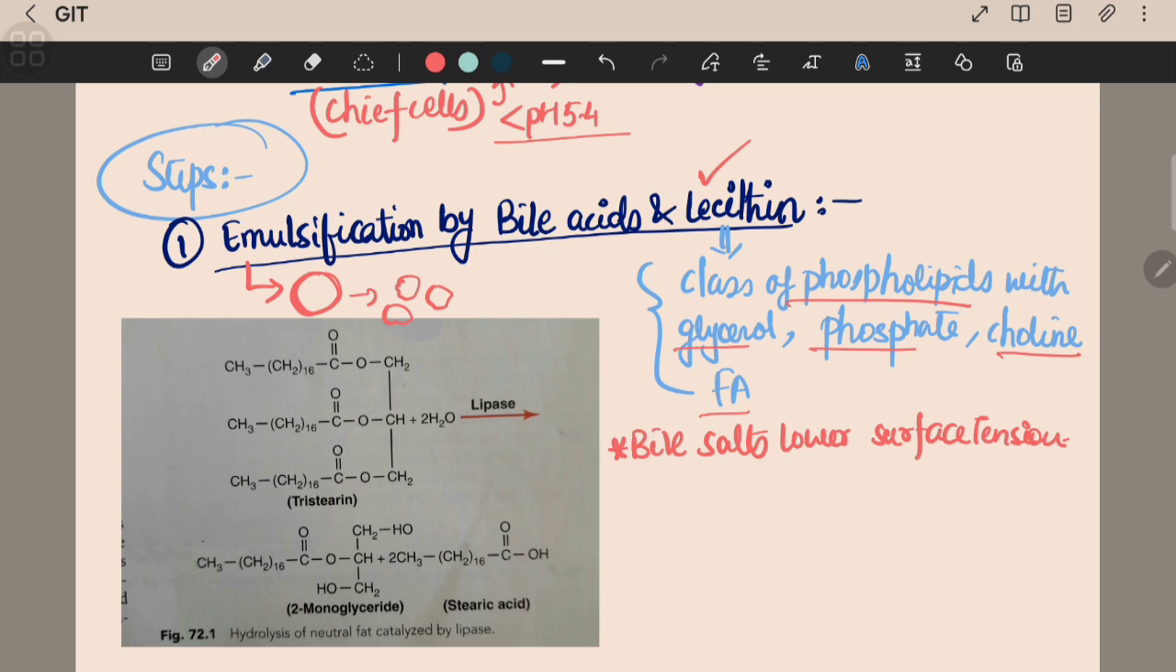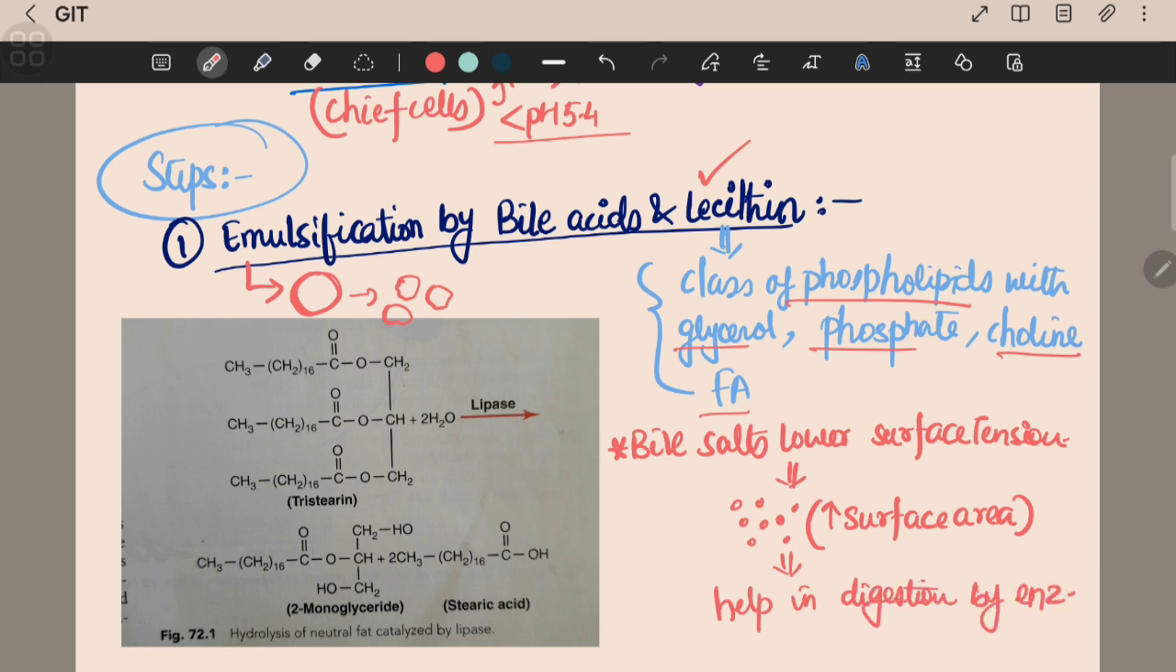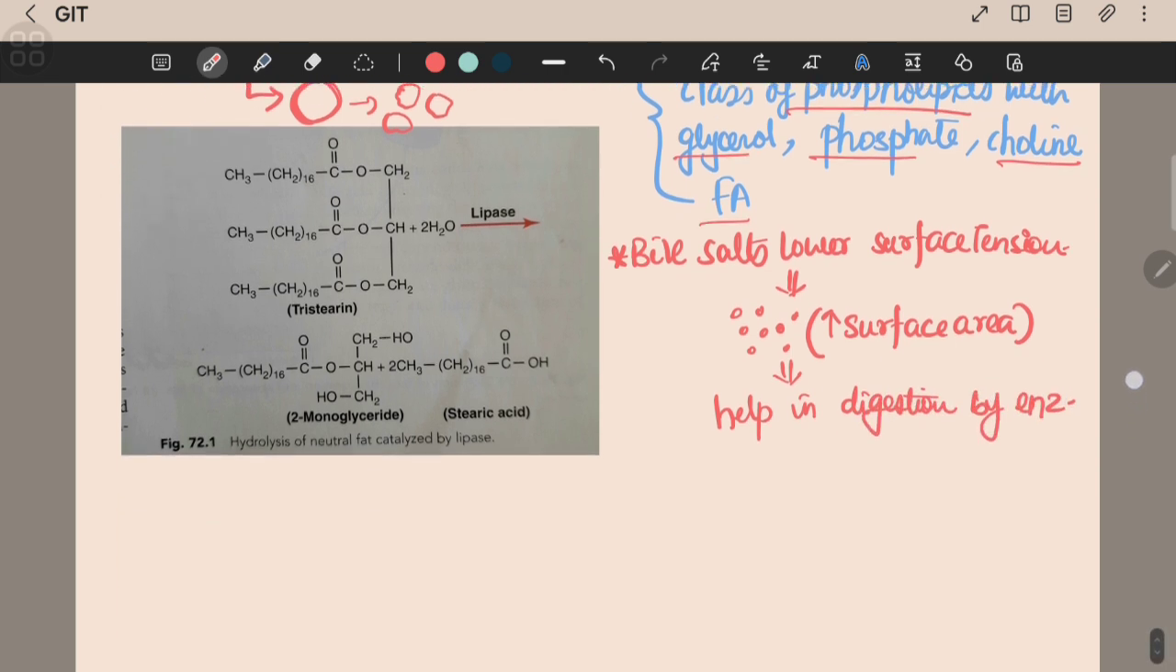Emulsification increases the surface area of the particles for enhanced activity. So when bile salts lower surface tension, they will enhance the activity of the enzyme. Automatically smaller fat droplets will be produced, and these will have higher surface area, and this will help in digestion by enzymes. Because the surface area has increased, the activity of the enzymes will be higher.